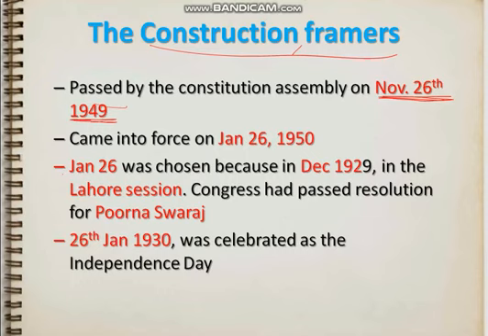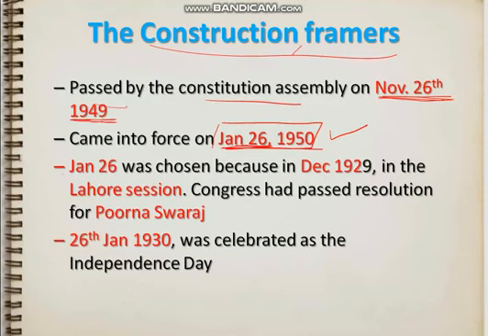Next, it came into force. Now it was passed by the Constitution Assembly on November 26, 1949, but it came into force on January 26, 1950. Now, why did the Constitution Assembly or the nation wait a few months to pass it? There is a story behind choosing this particular date, that is 26 January.